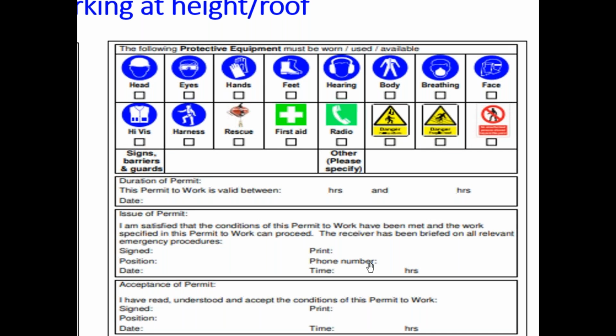So the following protective equipment must be available: that may be head protection, eye protection, hand protection, feet protection, hearing protection, body protection, breathing apparatus, face shields, then harness, rescue, first aid, radio, etc. So all these signs, all these symbols should be known to each and every person who is going to work in that activity.